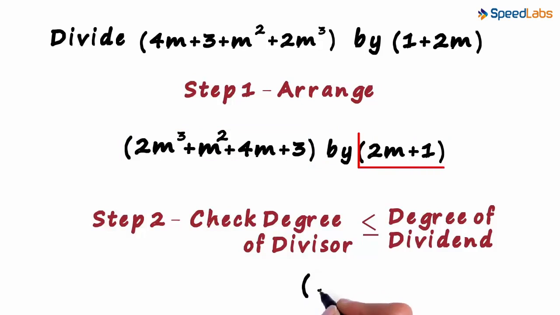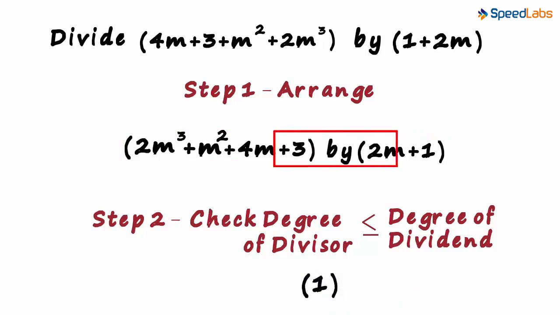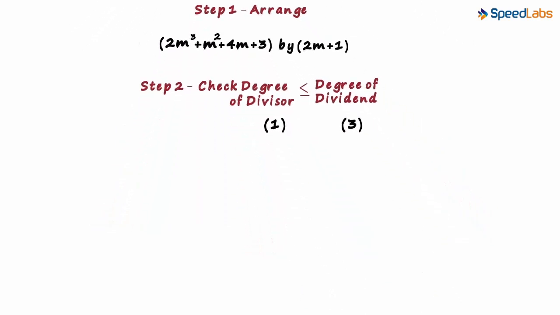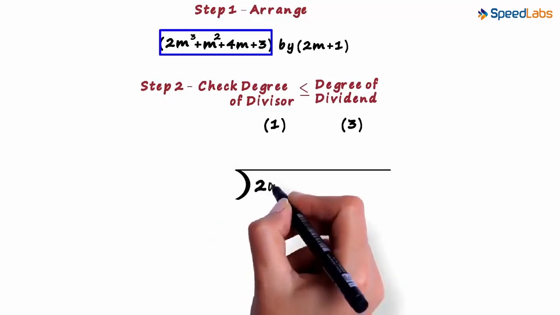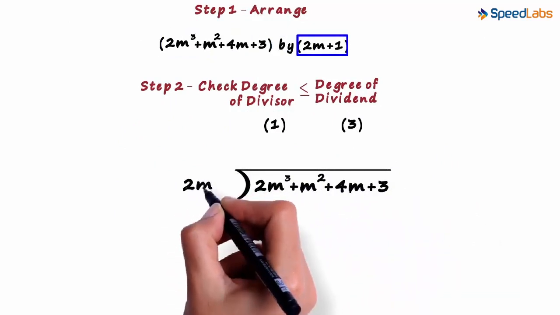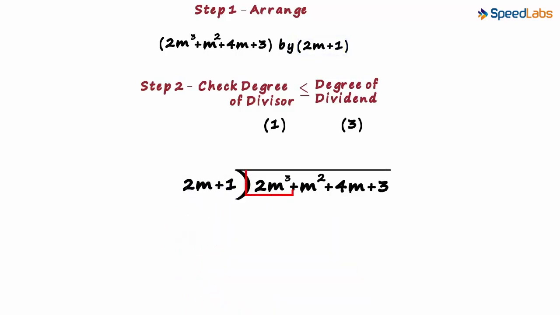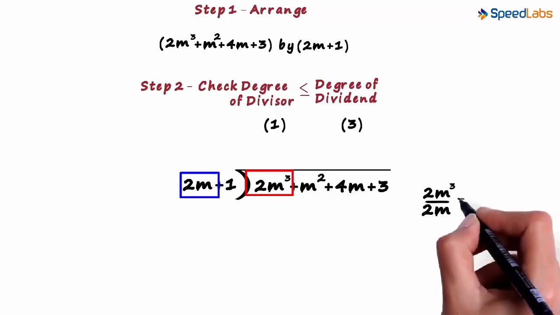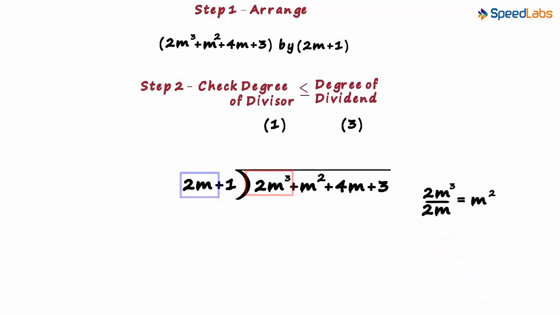Degree of the divisor is 1 and the degree of the dividend is 3. As 1 is less than 3, we proceed with our division. We write this polynomial under this sign and the divisor 2m plus 1 on its left. Dividing the first term of the dividend by the first term of the divisor, we get m squared. So it becomes the first term of our quotient.